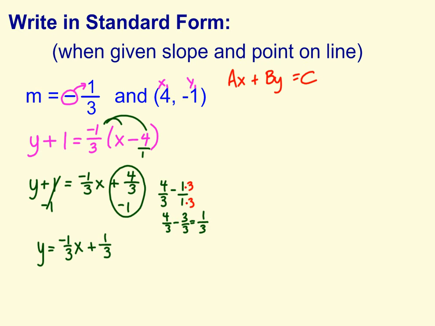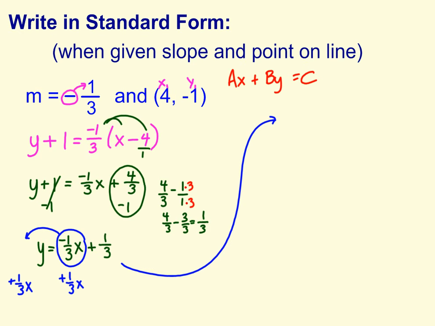So now that we have y equals negative 1/3 x plus 1/3, this turns into a similar process as the last slide. To get this into ax plus by equals c, we've got to get the x on the same side as the y. So we'll go ahead and add 1/3 x to both sides. I will go ahead and rewrite that over here. That's going to give us 1/3 x plus y equals 1/3. So we've got everything in the right spot. You've got your x plus your y and then your equal sign.